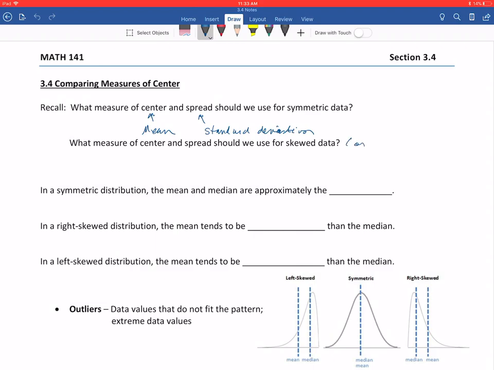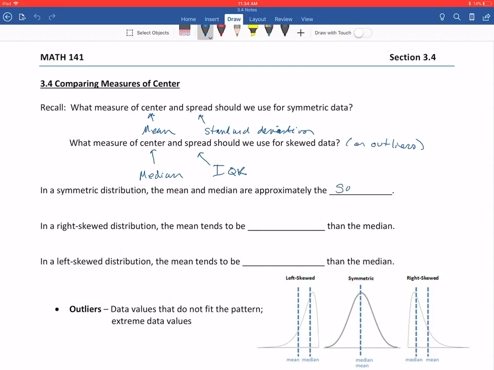And if we have skewed data or outliers, remember that also puts us here, then our measure for center, our better measure for center is then the median, and our better measure for spread is the IQR.